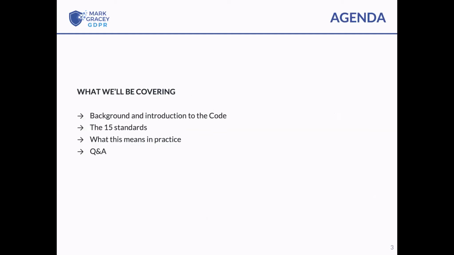So what we're covering today: I'm going to do a quick introduction and background into the code and set the scene with regards to what the code is all about. Then we'll look at the 15 standards, which are the core part of what the code expects you to follow, and then just a single slide summarizing what you should be thinking about doing right now going forward until it comes into force in a year's time. And then, as I said, hopefully there's some time for Q&A at the end, but feel free to use chat to ask questions as we go through.